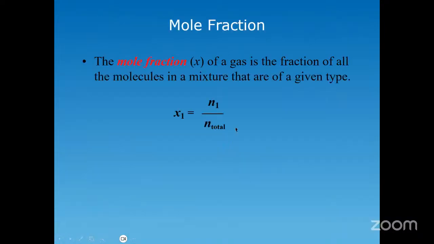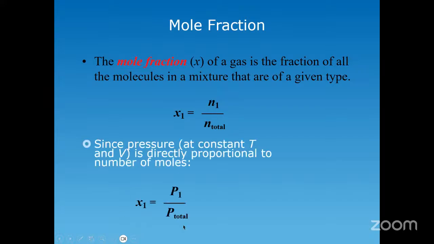Okay, one last thing and then we're going to call it today. So mole fraction. This is another way of expressing concentration. We are familiar with molarity as one way, but this is another way. It can be applied to any mixture or any solution, but in this case, you may apply it to a mixture of gases. So here's the definition of mole fraction. The mole fraction of a gas in a mixture is equal to the number of moles of that gas divided by the sum of the number of moles of all the gases in that mixture.